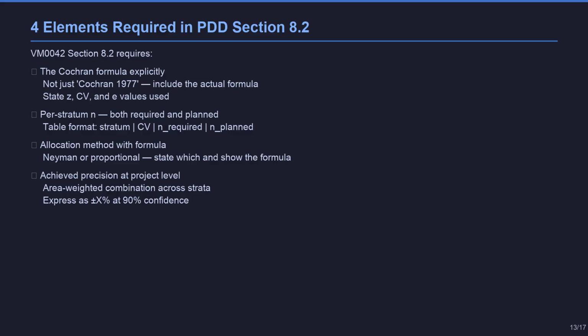Third, the allocation method, Neyman or proportional, with the formula. The VVB needs to be able to verify your allocation independently. Fourth, the achieved precision at the project level, combining strata by area-weighted combination. This is the headline number, plus or minus X% at 90% confidence. If this number exceeds 10%, your design fails and you need more samples.